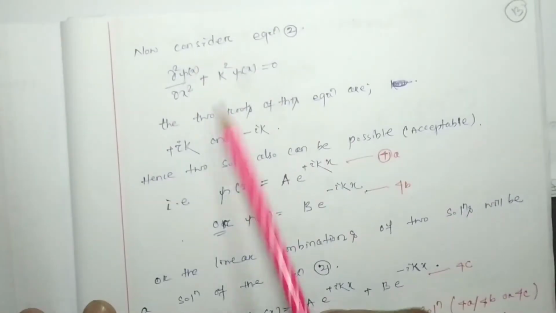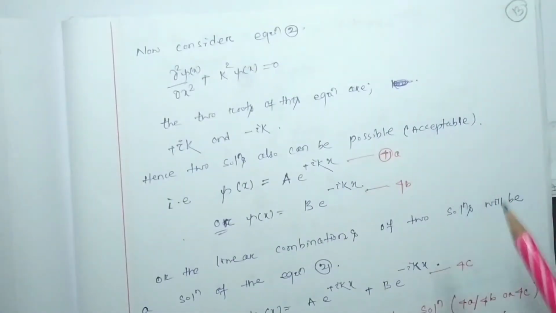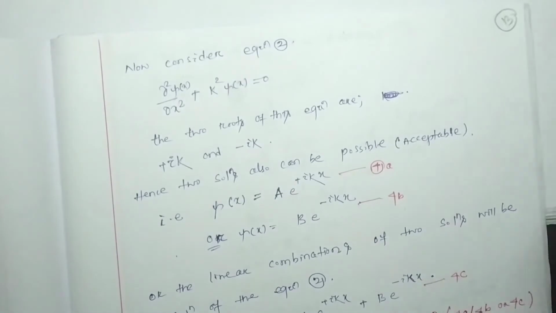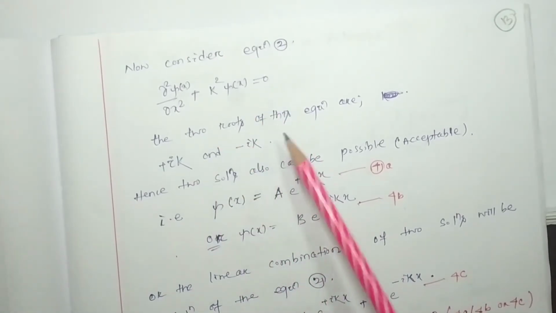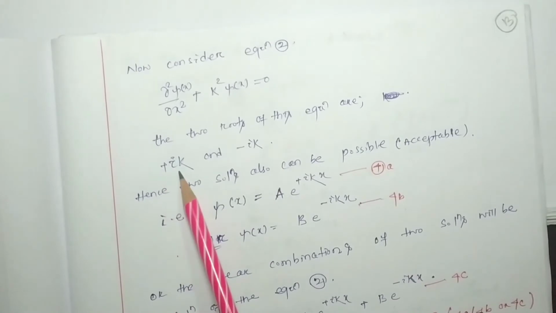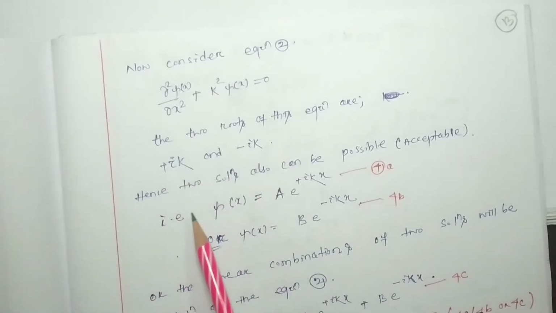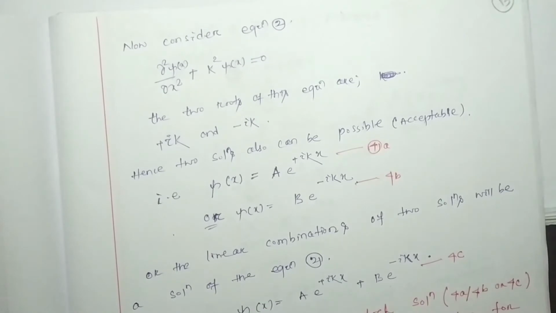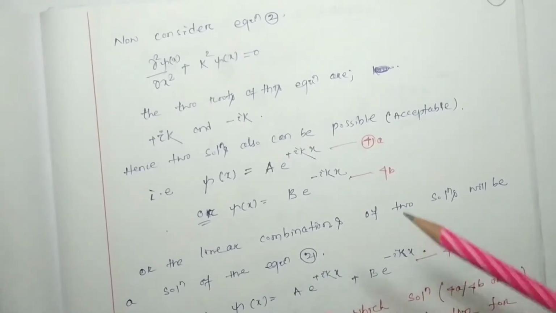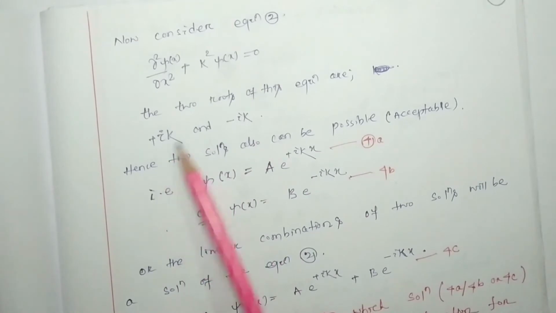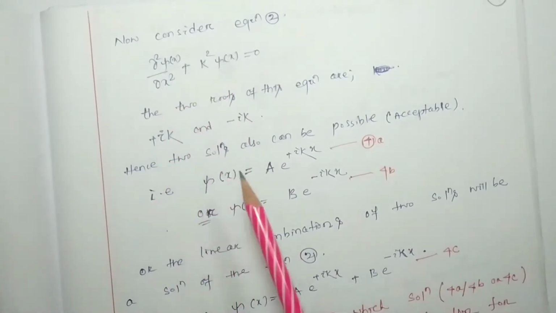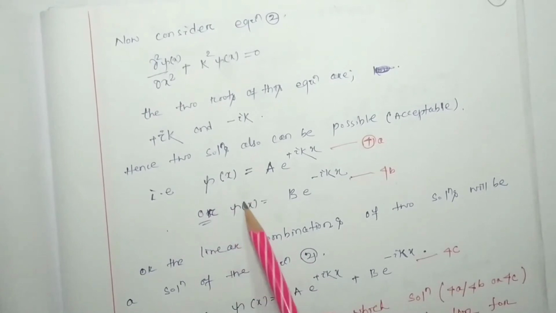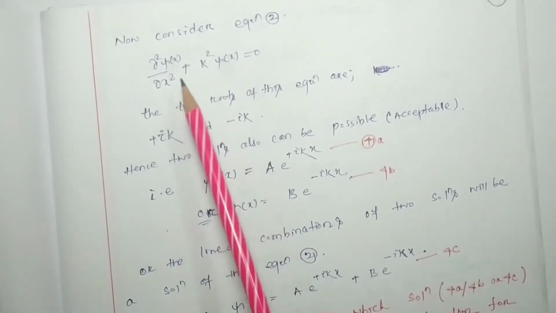Now consider equation number 2. Equation number 2 is del square psi x by del x square plus k square psi x equals 0. The two roots of this equation will be plus ik and minus ik. Hence two solutions are possible. That means we can find these two roots from this equation, and we can say that these two solutions are possible for this equation.